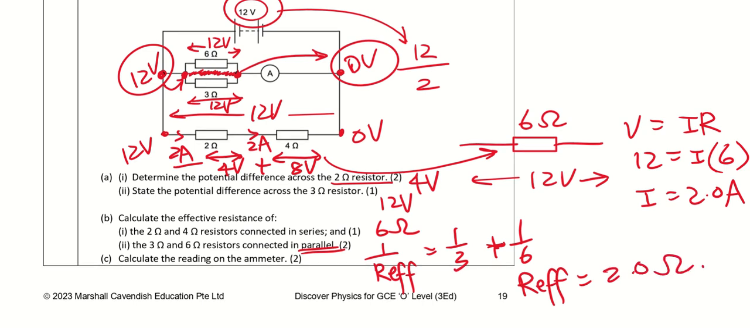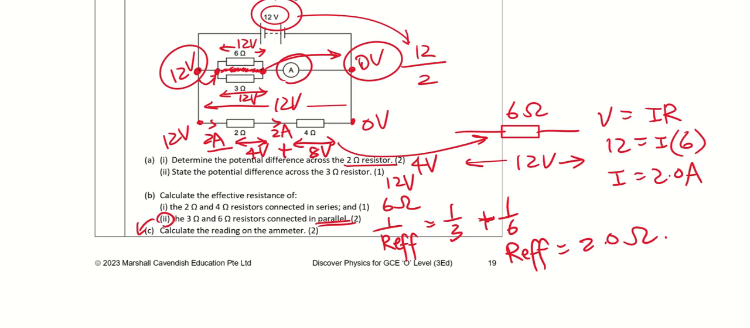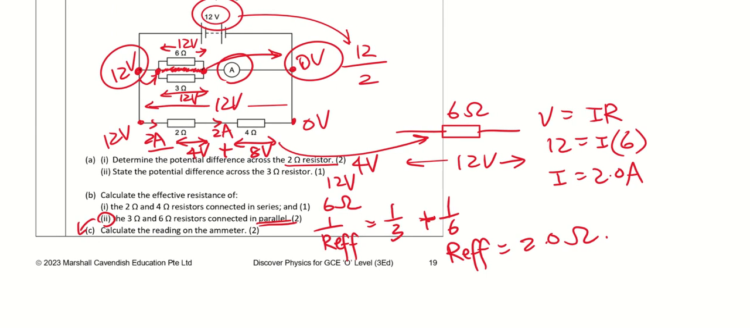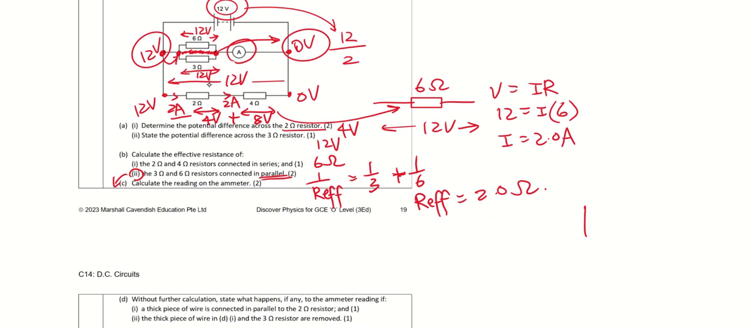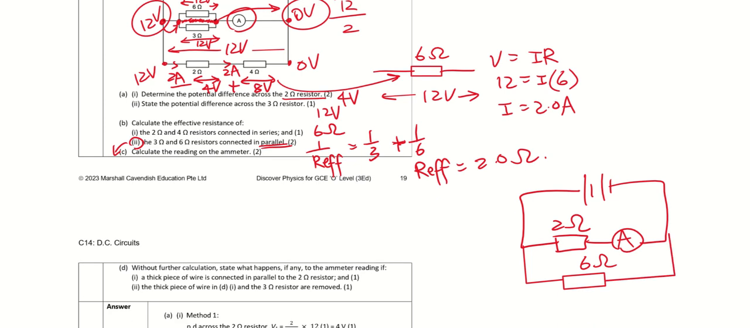Now calculate the reading on the ammeter. This part actually helps with this, because the ammeter is found together with the 6 ohm and 3 ohm. So if I may, I would like to redraw the circuit. This is my 2 ohm. This 2 ohm actually came from the 6 ohm and 3 ohm in parallel, and my ammeter is here, not affected by it. And I also have, let's say, a 6 ohm in parallel. So this is 6 ohm in series.